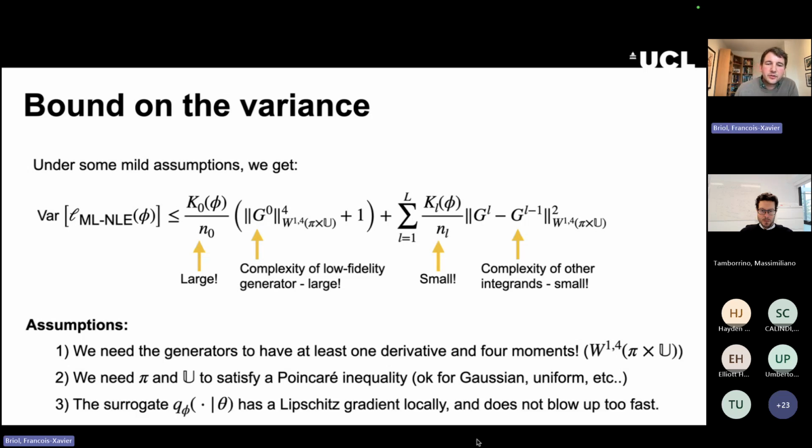And finally, we need some condition on Q phi, which is, for example, a normalizing flow. So we needed to have some form of Lipschitz gradients only locally, and for this Lipschitz gradient not to blow up too fast. And so this condition is harder to check in practice because it depends on your normalizing flow, and there's less study of the theoretical properties of these normalizing flows.